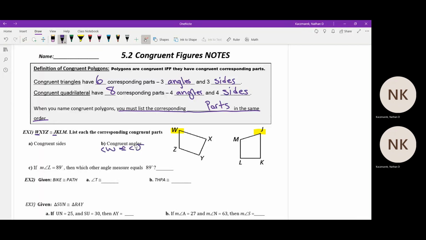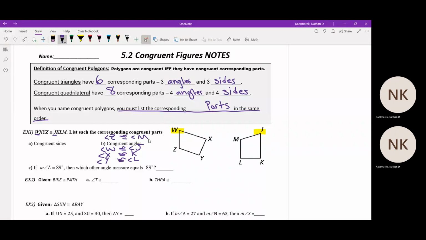Okay, and I can keep going down the list, right? The next one is X. That's going to be congruent to whatever's second in the other one, which is K. Go to my third letter, Y. That's angle Y. That's going to be congruent to whatever the third letter in my second figure is. That's L. And then fourth, I have angle Z. It's congruent to angle M, because those are both listed last. Okay, that order matters. It tells us something about the two figures, which things are congruent to each other.